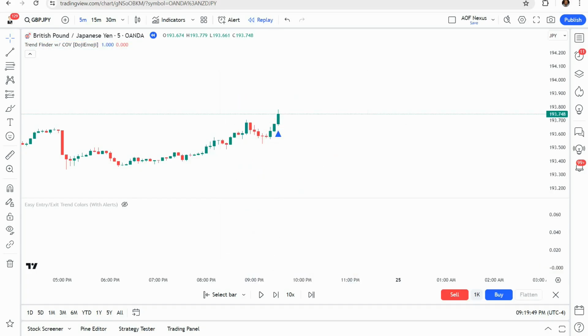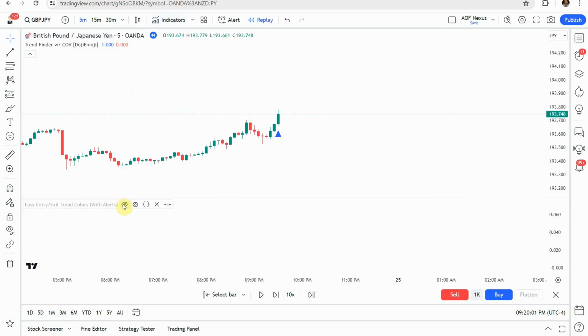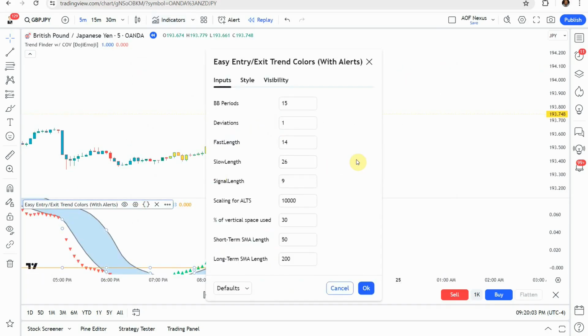Then the next indicator you will add to the screen is going to be the easy entry exit trend colors with alerts. This one right here. Again, you'll add that to the screen, and again, we'll go ahead and jump into the settings on this one as well. And so the BB period right here, you're going to change that to 15. And the fast length right here, you're going to change that to 14.